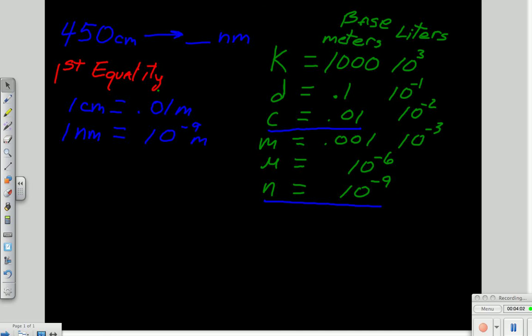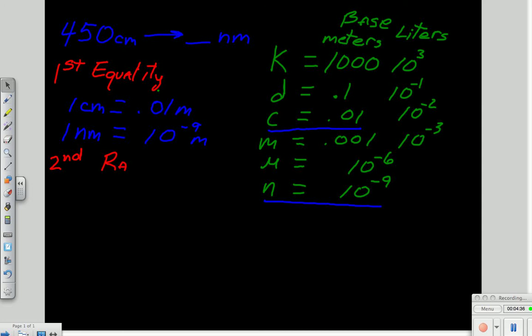Now, after I've figured out my equalities, I do something called conversion factors. So the second step is the conversion factor. As you get better at doing dimensional analysis and problem solving, you're not going to have to go through all these steps. You're going to do them in your head, and it really simplifies these problems. What a conversion factor is, is nothing more than a ratio of an equality.